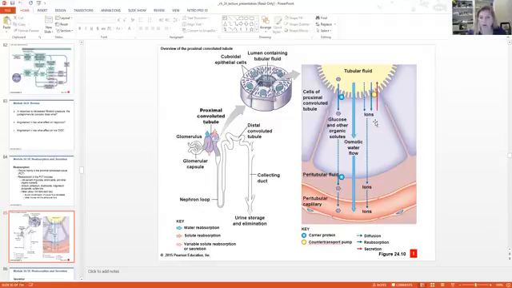So there's these little counter pumps. We'll talk about those in a little bit. But either way, they get reabsorbed from the tubular fluid. They go through the peritubular cells, into the peritubular fluid, and then into the peritubular capillaries, right back into the bloodstream.